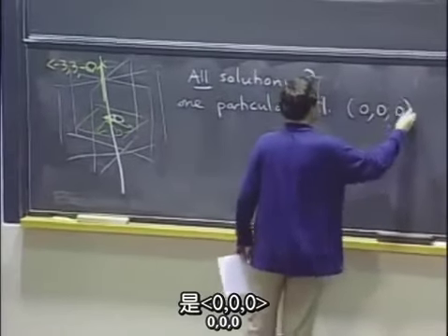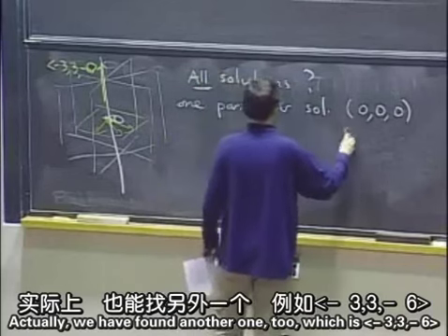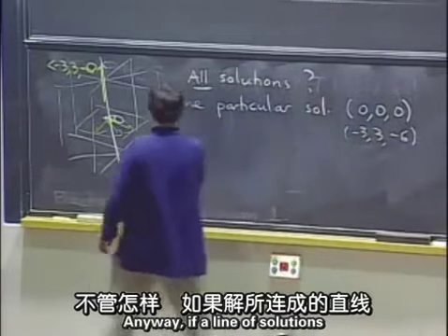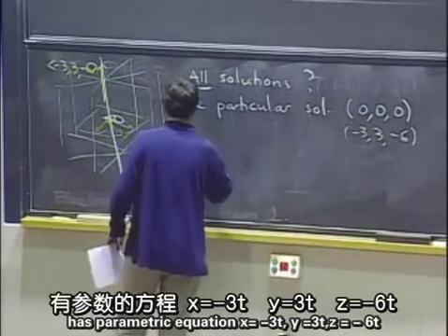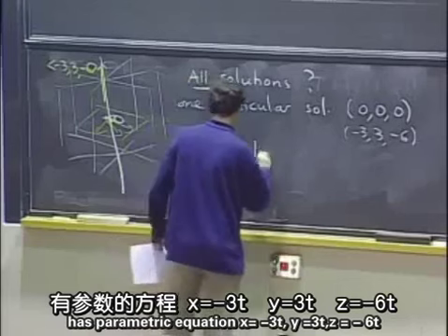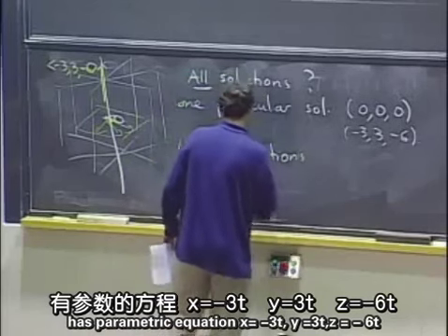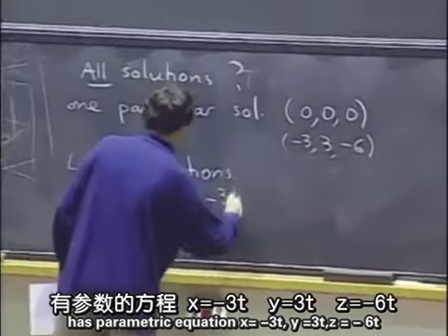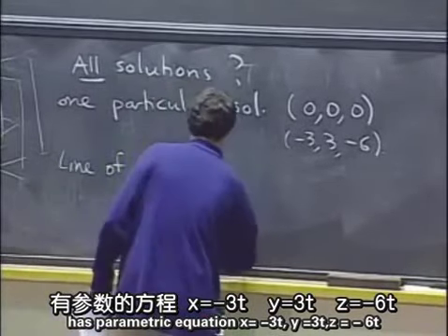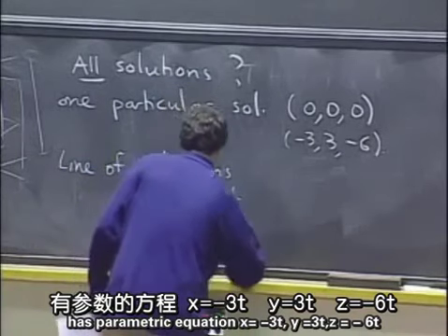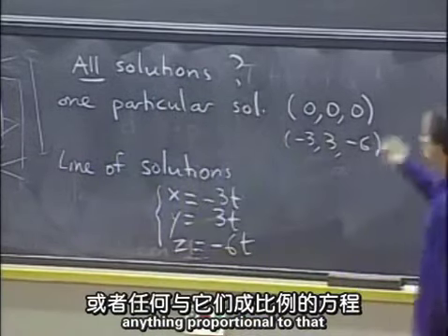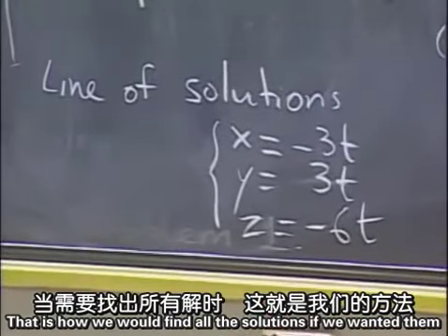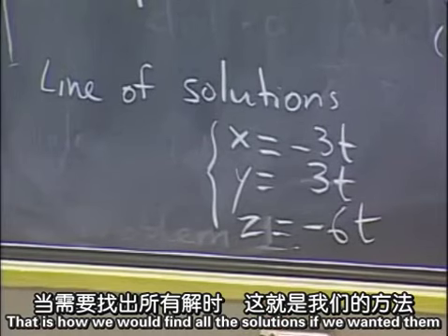Zero, 0, 0. Actually, we have found another one too, which is minus 3, 3, minus 6. But anyway, so now the line of solutions has parametric equation x equals minus 3t, y equals 3t, z equals negative 6t, or anything proportional to that. Okay, so that's how we would find all the solutions if we wanted them.